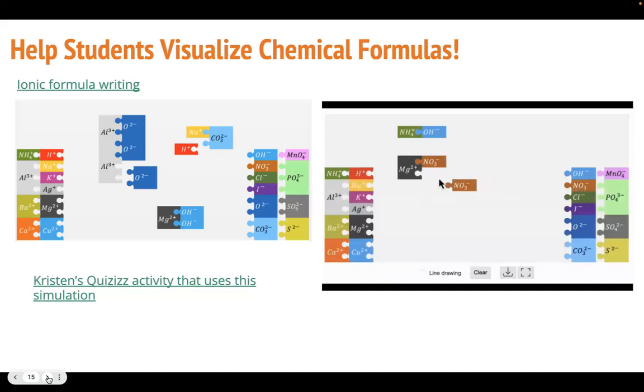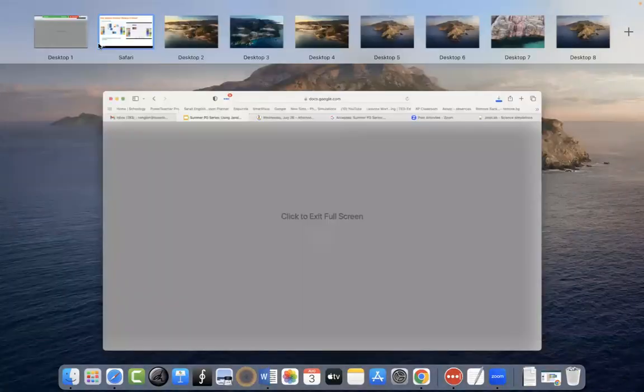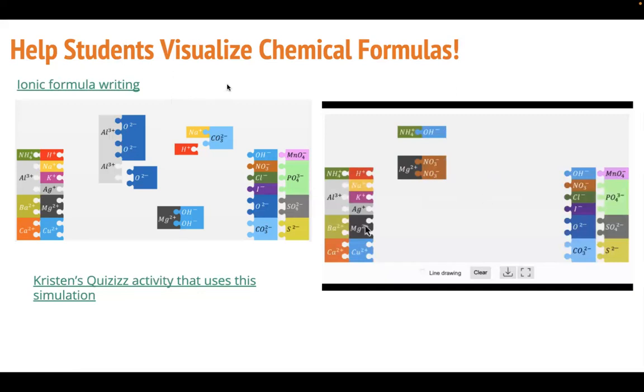Mm-hmm. And I don't know if you guys use quizzes or not, that's okay. I wrote a multiple choice quizzes activity that links to this simulation, and it's really just multiple choice questions. If these are the two ions, what formula would it be? It's using the ions first with binary compounds, and then with polyatomic ions. Another way to help students practice that.